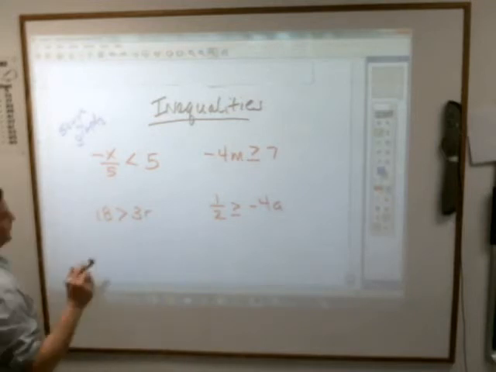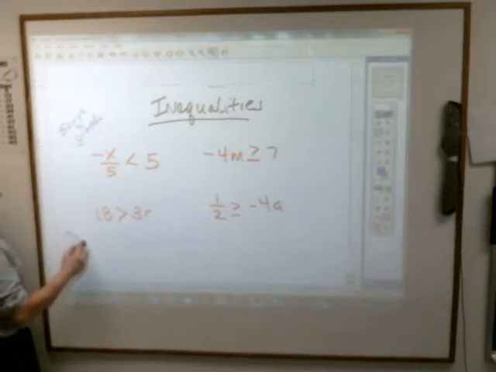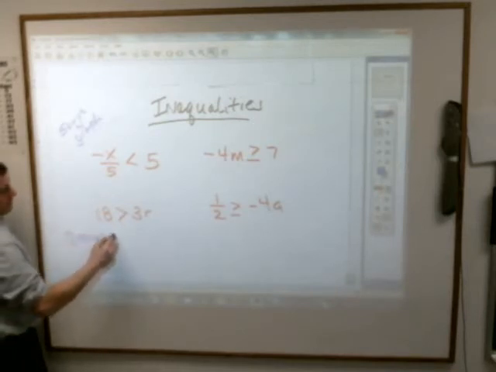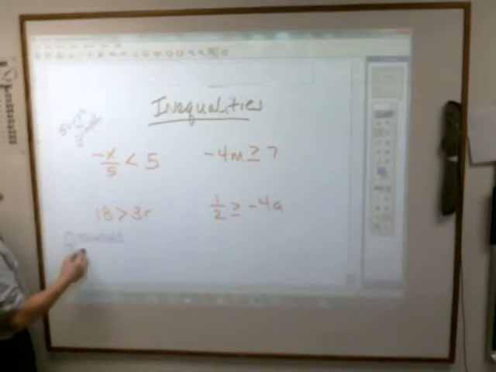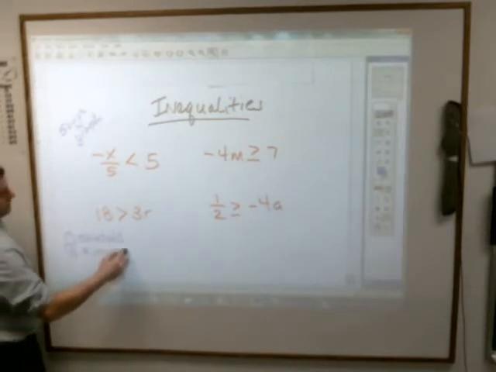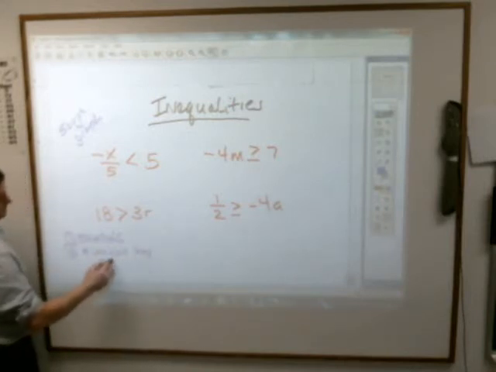Okay. Step number 1, children. First of all, you think of them just like equations. You solve them just like equations, except there's a few minor little things. With inequalities, the x must end up on the left. The variable has to be on the left. I know I've talked about this before.